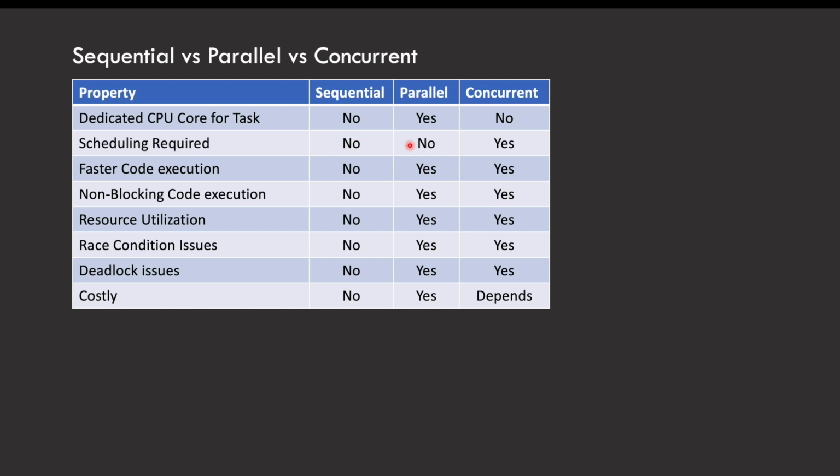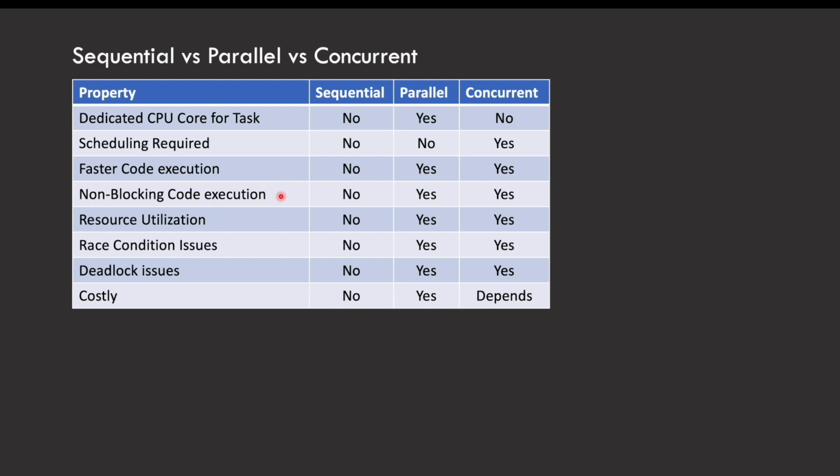Parallel, no, because dedicated chefs per task. And concurrent, yes, it was required. What about faster execution? Sequential was very slow, as you saw: 11 minutes, 22 minutes, 33 minutes and 44 minutes for the customers. It was very slow. Parallel, of course, is going to be the fastest because there's a dedicated CPU core for each process. And concurrent, even if it did not have a dedicated CPU core, was still fast.